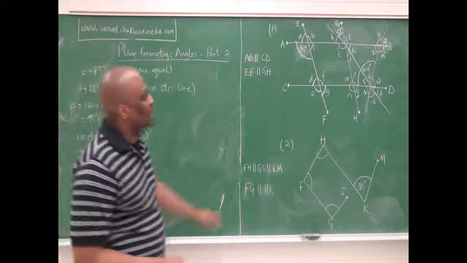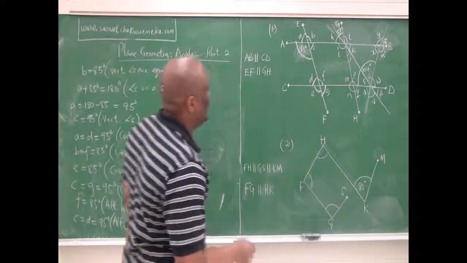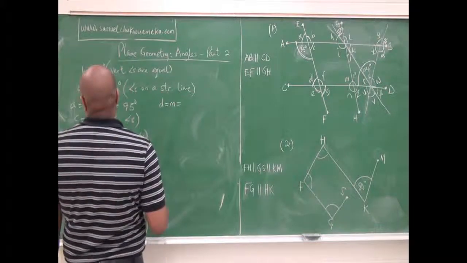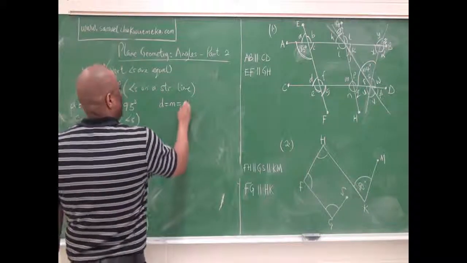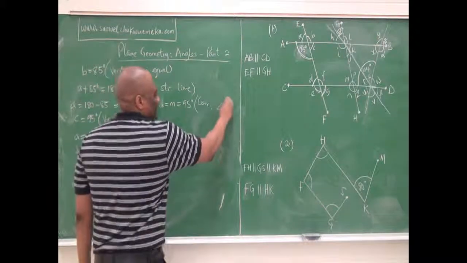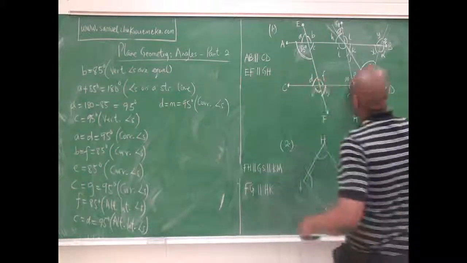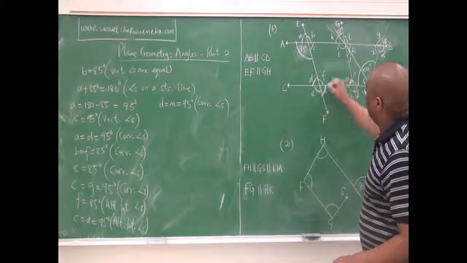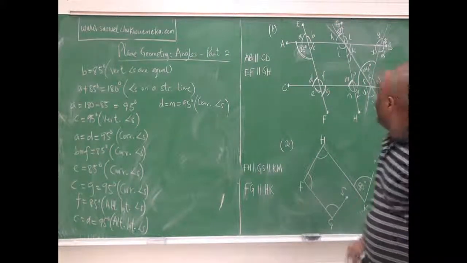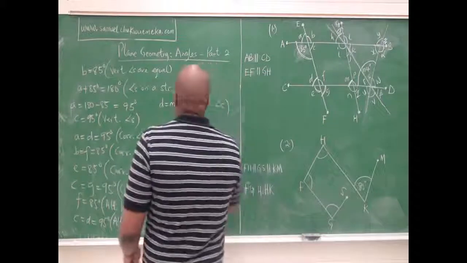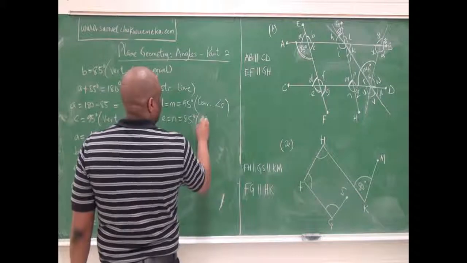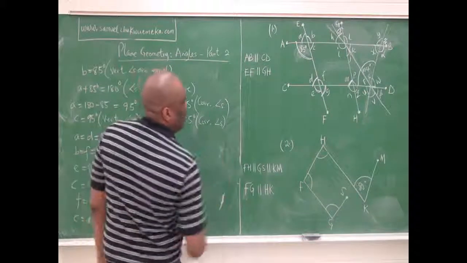Okay, now let's look at this. D is equal to M also. D is equal to M equal to 95 degrees. Okay, that's corresponding angles, because look at it now, the same traversal. You see this and this. D is equal to M, right? Then E is equal to N. E is equal to N equal to 85 degrees, reason corresponding angles.